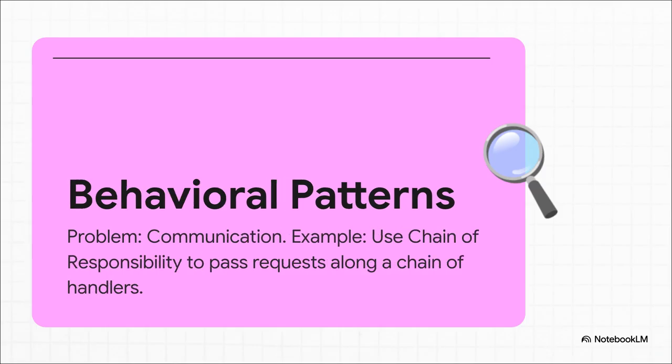And finally, there are behavioral patterns. These are all about communication, how objects talk to each other, and who's responsible for what. If your problem is about how a request gets passed down a line of objects until one can handle it, or how an object needs to completely change its behavior based on its internal state, then you're dealing with a behavioral problem. The chain of responsibility is a perfect example of this in action.